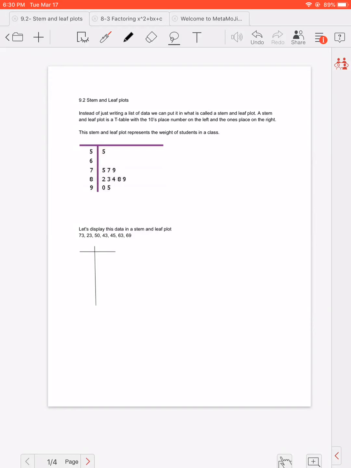So instead of just writing a list of data, we can put it in what we call a stem and leaf plot. A stem and leaf plot is a T-table with the tens place number on the left. Okay, so that would be in this kind of column here. That's the tens place. And then the ones place is on the right of our line. Okay. So this stem and leaf plot would represent the weight of students in a class.